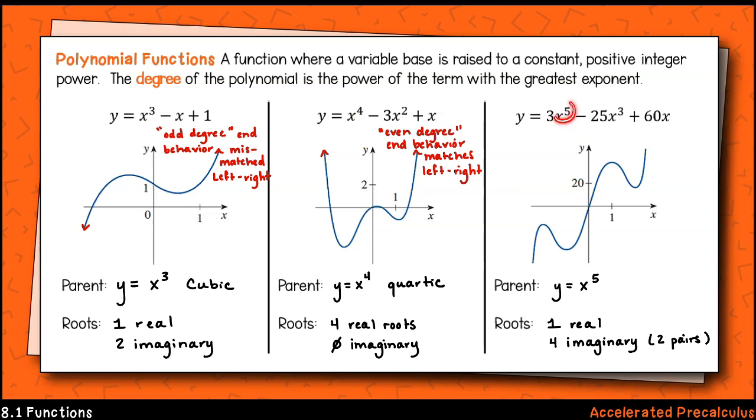Last, on the right, we have a 5th degree polynomial. The parent function will be y equals x to the 5th. We see that odd degree end behavior, and we see one real root through the origin. Since this is a 5th degree polynomial, there must be a total of 5 roots, so the remaining 4 roots must be imaginary. Actually, that will be 2 pairs of imaginary roots.